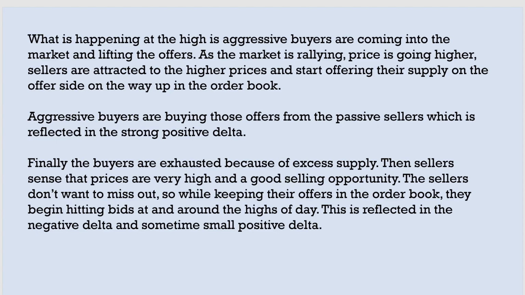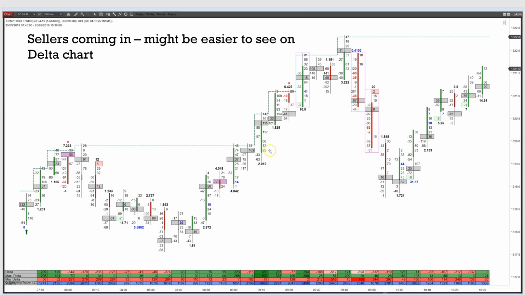So what's happening at the high is aggressive buyers are coming into the market and lifting the offers, right, as the market's going up. So as the market's rallying, prices going higher, sellers are attracted to the higher prices and start offering their supply on the offer side on the way up. When the aggressive buyers are buying those offers from the passive sellers, that's reflected in the strong positive delta. So again, going back to the chart, aggressive buyers, right? You see positive delta.